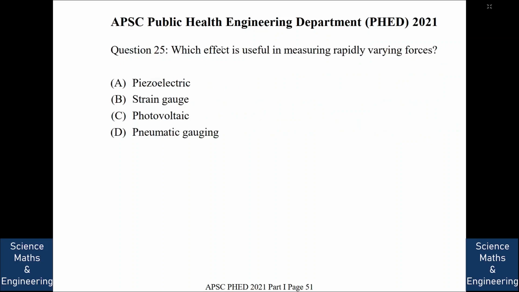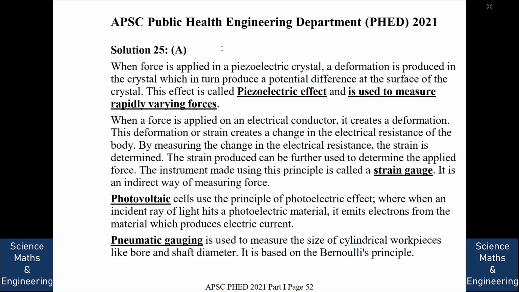Which effect is useful in measuring rapidly varying forces? Piezoelectric, strain gauge, photovoltaic, or pneumatic gauging? So the answer is piezoelectric effect. In the piezoelectric effect, force is applied to a piezoelectric crystal and deformation is produced in the crystal, which in turn produces a potential difference, that is a voltage, at the surface of the crystal. This voltage can be recorded, and we can get the force directly from this, and we can get very rapidly varying forces.